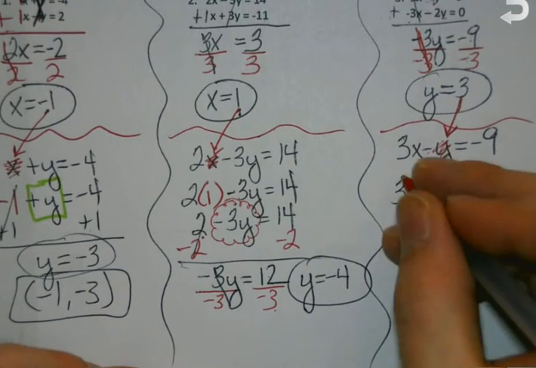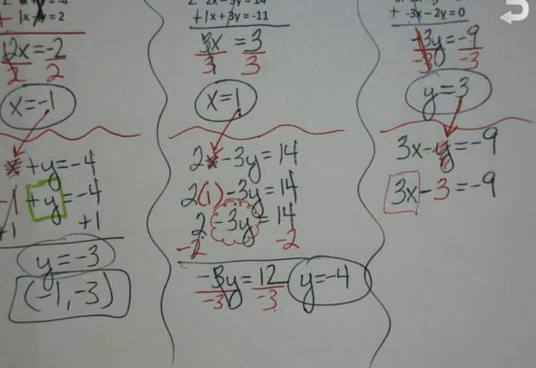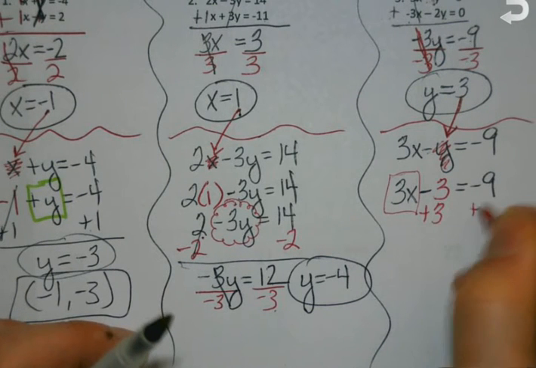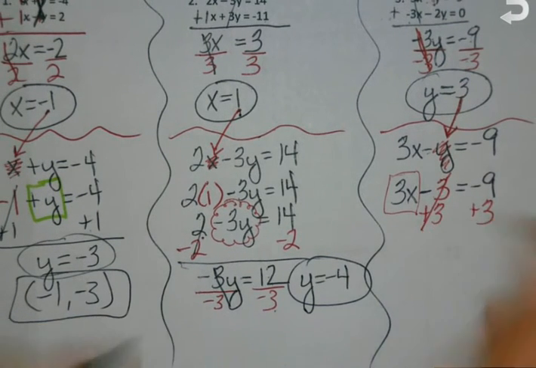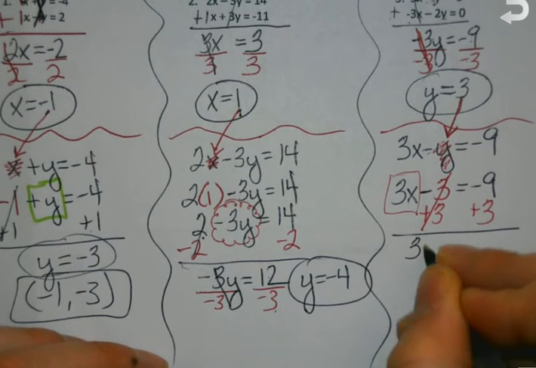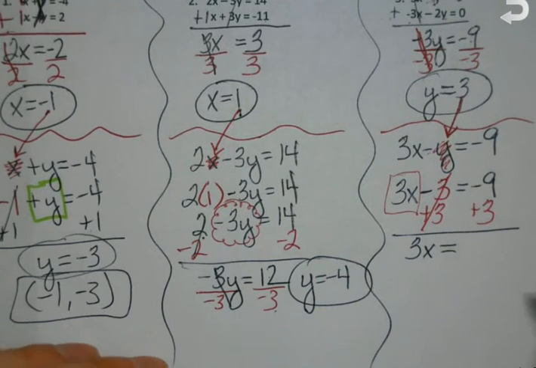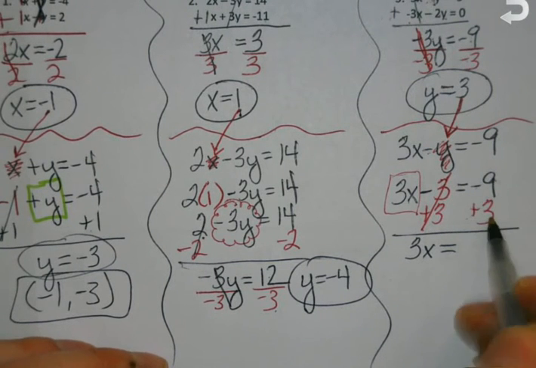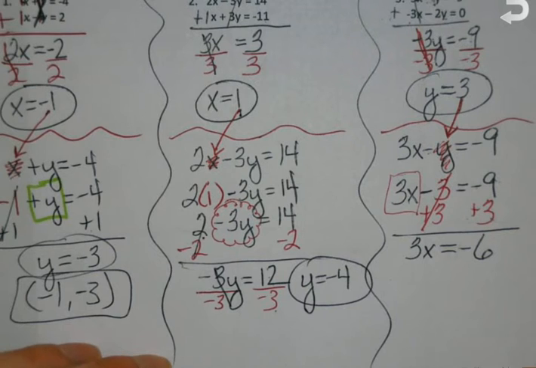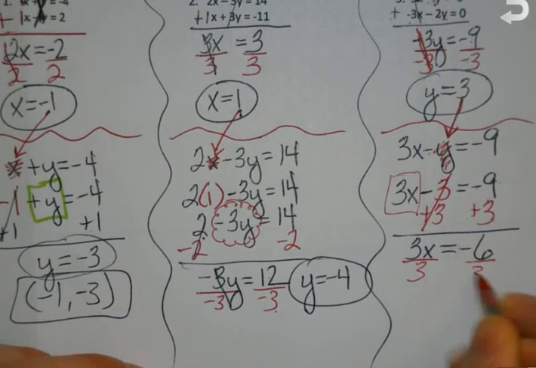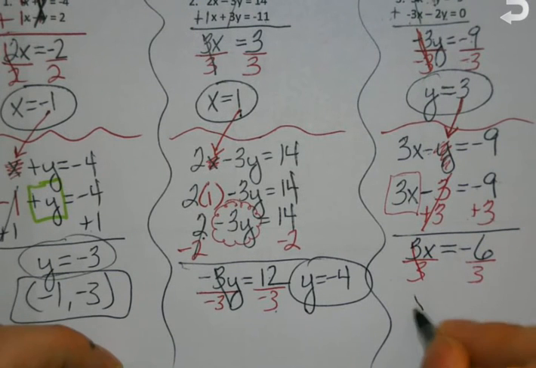And then I'm like, okay, I need to get x alone. Well, I'm subtracting 3 from it. I got a plus 3, because then those are opposites. They'll cancel. Again, I got to watch my signs. This is negative 9 plus 3. If I owed somebody $9 and I paid them 3 back, now I only owe them 6. And since I'm multiplying by 3, I'm going to divide by 3.